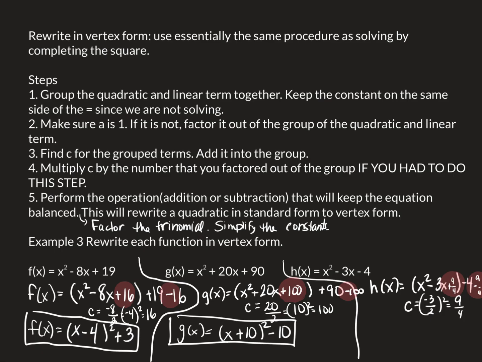So I will have h of x equals the quantity x minus 3 over 2 squared. And then I have negative 4 minus 9/4, so negative 16 over 4 minus 9 over 4. So I'll finish it down here. h of x equals the quantity x minus 3/2 squared minus 25 over 4. That is the third one of example 3 written in vertex form.